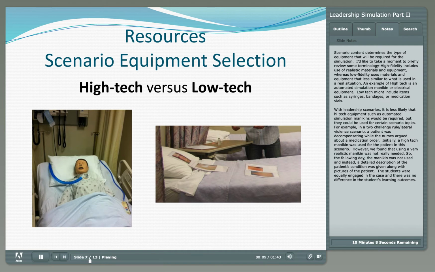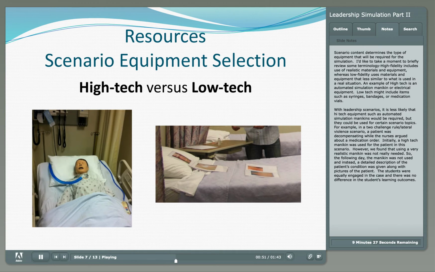Resources: scenario equipment selection, high-tech versus low-tech. Scenario content determines the type of equipment that will be required for the simulation. I'd like to take a moment to briefly review some terminology. High fidelity includes use of realistic materials and equipment, whereas low fidelity uses materials and equipment that are less similar to what is used in real situations. An example of high-tech is an automated simulation mannequin or electrical equipment. Low-tech might include items such as syringes, bandages, or medication vials.